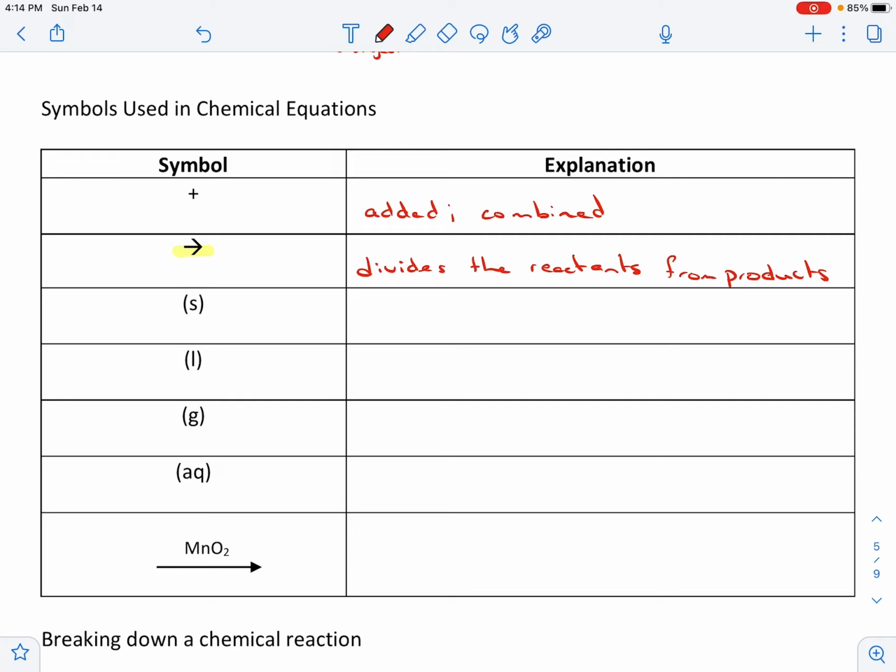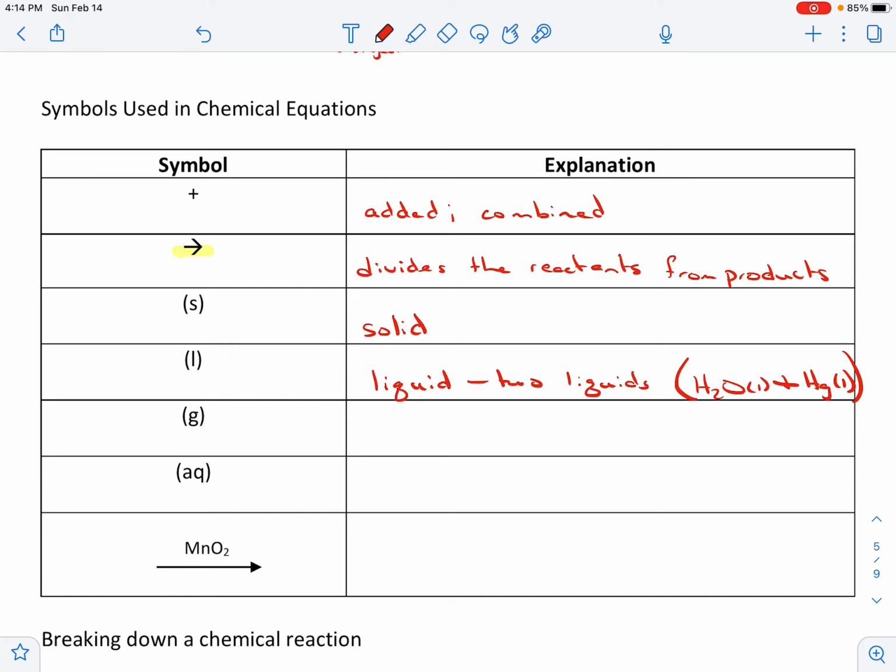The next four are going to be state symbols, or how we represent states. So S in parentheses means that we have a solid. The next one is L. I'm sure you can guess that. That means we have the liquid form, and there are only two liquids. Only ever two liquids. Those two liquids are H2O, obviously, and mercury. Those are the only two liquids you will ever see represented as liquids. If something else is dissolved in water, that comes in the aqueous point in just a little bit.